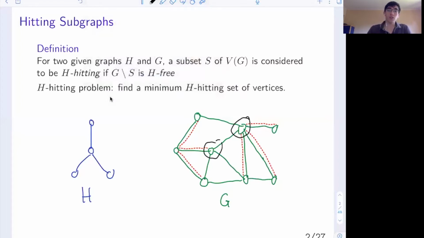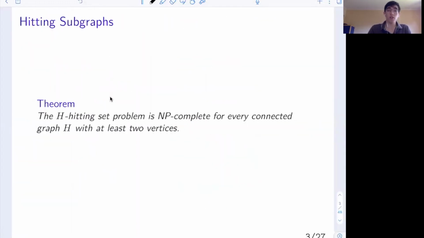In a certain sense, the H-hitting problem can be seen as an extension of the vertex cover problem, which is simply the H-hitting problem for an H that is equal to a single edge. Alternatively, the H-hitting problem is a subset of the hitting set problem. Given these two, it may not be surprising to find that the H-hitting problem is NP-complete for every connected graph H that has at least two vertices. This is something that we have proven inside of our paper.